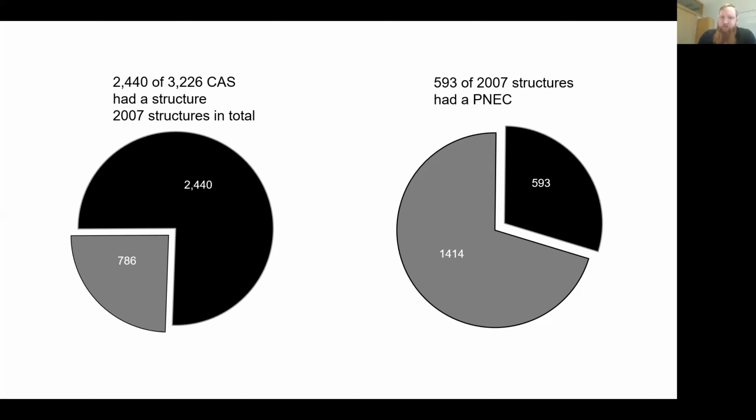On the right-hand side, we see that only 593 of those 2,007 structures actually had a PNEC, which means that for 2/3 of the compounds, which we believe are in the outflow of the sewage treatment plant, we can't do a risk assessment simply because there is no data there.